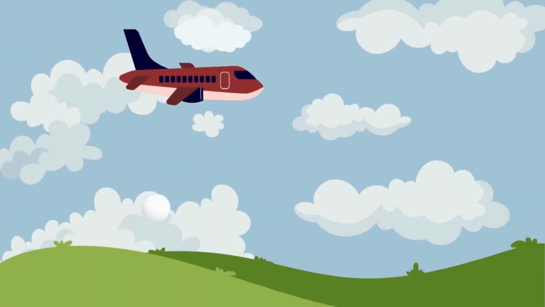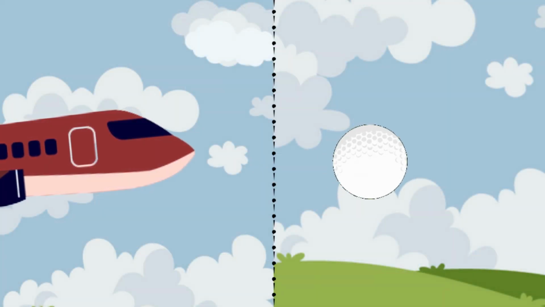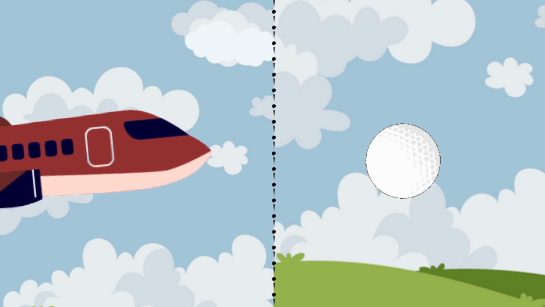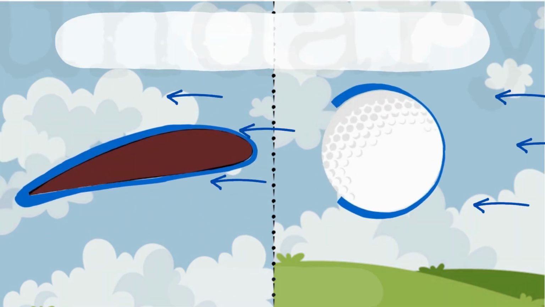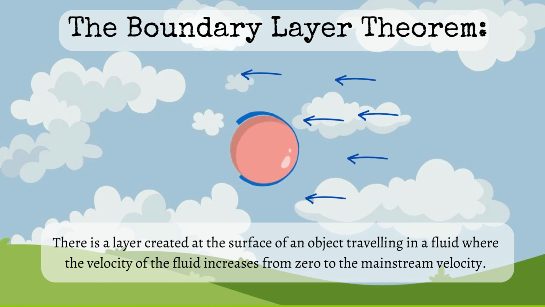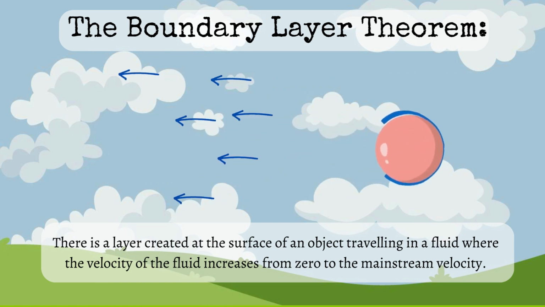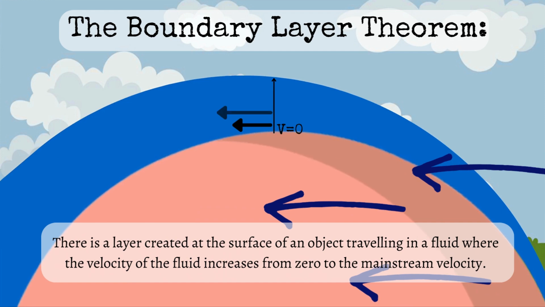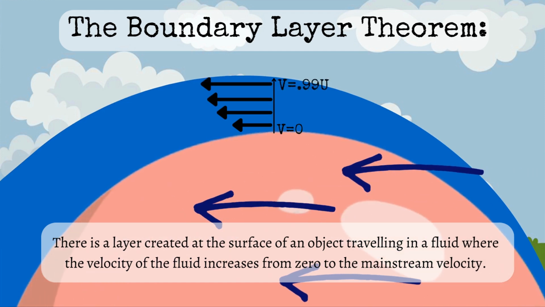What does an airplane and a golf ball have in common? Well, they both definitely travel through the air and apply fluid dynamics, but more specifically, they utilize the boundary layer theorem. The theorem states there is a layer created at the surface of an object traveling in a fluid where the velocity of the fluid increases from 0 to the mainstream velocity.